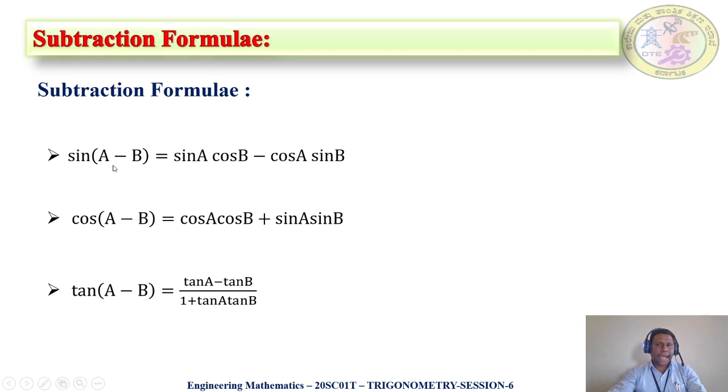Here we have taken the angle A minus B. Sin of A minus B is equal to sin A cos B minus cos A sin B. Cos of A minus B is equal to cos A cos B plus sin A sin B. Tan of A minus B is equal to tan A minus tan B by 1 plus tan A tan B.